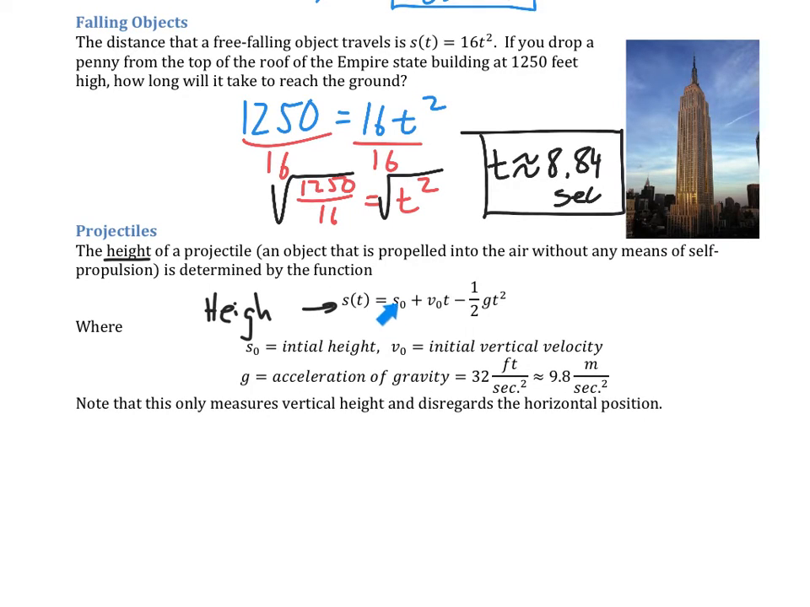S sub 0, or sometimes we could say S naught. It's a British kind of thing. Plus V naught, the initial velocity, times time, minus 1/2 times gravity times time squared. Okay, well, there's the physics background. So this is just vertical, up and down. It's not the horizontal position. All right. Well, let's try some problems out that involve this formula.